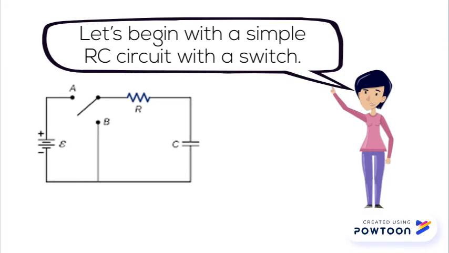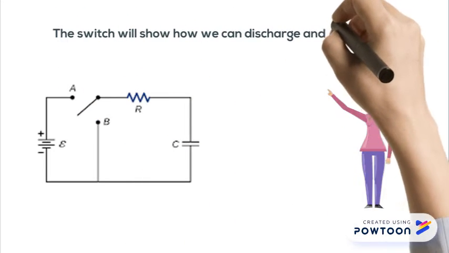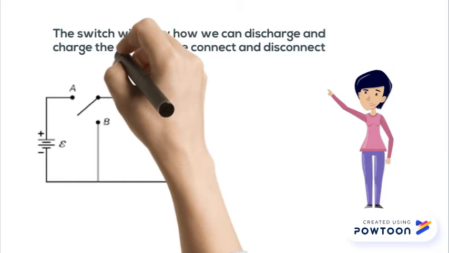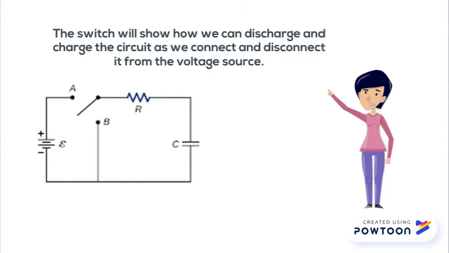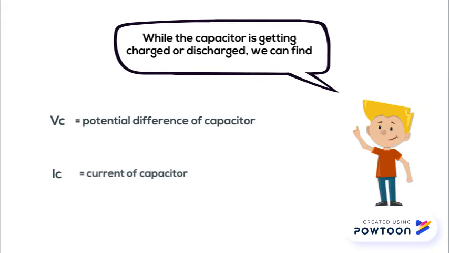Let's begin with a simple RC circuit with a switch. The switch will show how we can charge and discharge the circuit as we connect and disconnect it from the voltage source. While the capacitor is getting charged or discharged, we can find VC and IC. VC is the potential difference of the capacitor, while IC is the current of the charging capacitor.